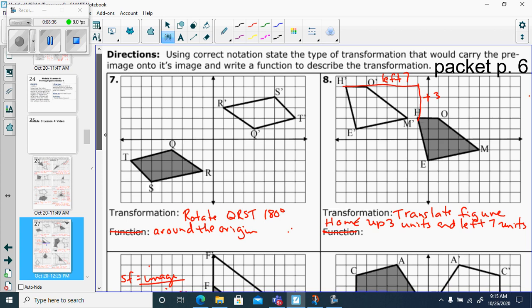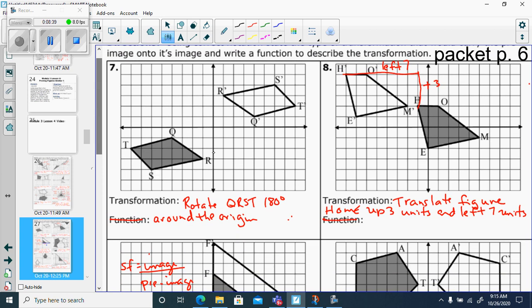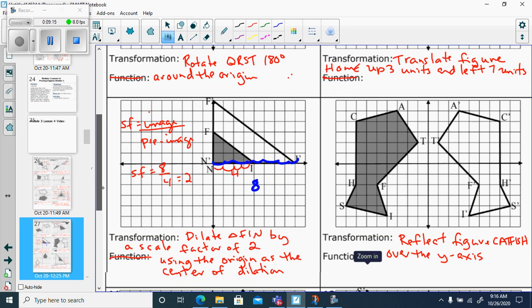Now, what about these figures? These two I'm proving congruent, not similar, because they're the same size and the same shape. All I'd have to do would be rotate QRST 180 degrees around the origin. Draw it on your patty paper, rotate it around and see if that's where it goes. How about H? I can prove these congruent. Translate the figure, this is the original, up 3 units and left 7. I need to put the H on top of the H prime, not on the O prime. And I can prove that these two are congruent because they're the same size and same shape.